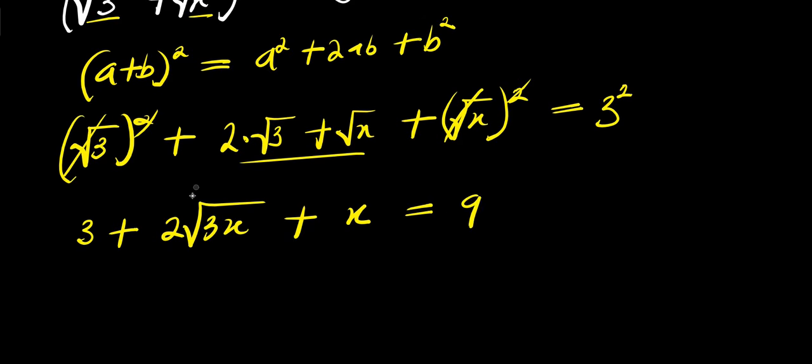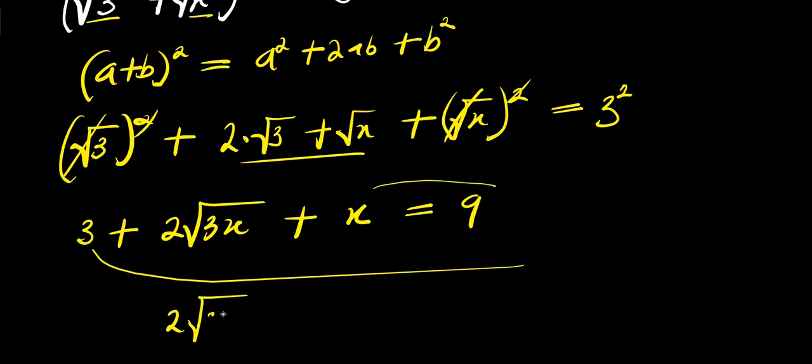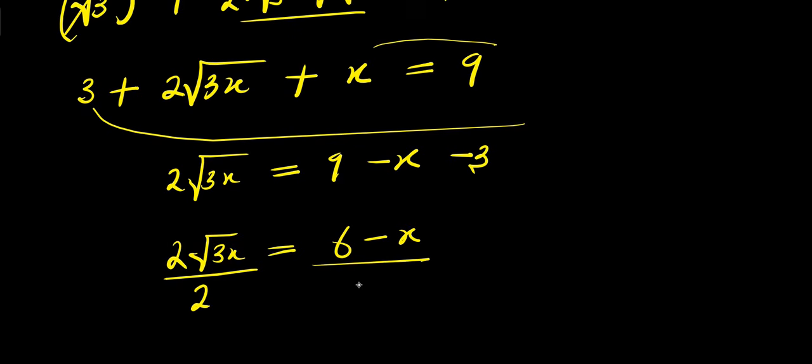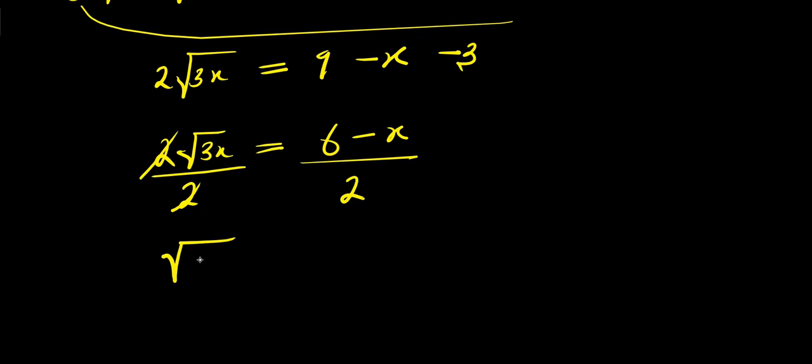So from here, what I can do will be to move 3 over here and x over here. So I have 2 times root 3x equals 9, this is minus x, this is minus 3. So from here we have 2 root 3x equals 9 minus 3, this is 6 minus x. Divide this by 2, divide this by 2. 2 eliminates 2. Root 3x equals 6 minus x divided by 2.